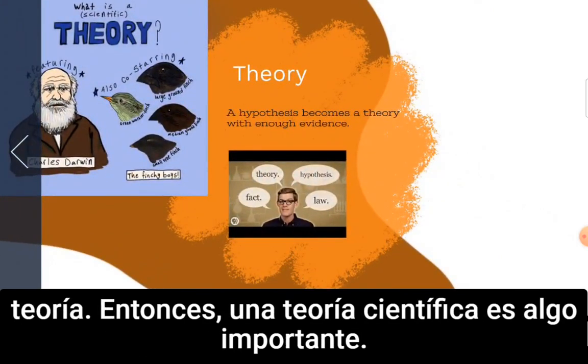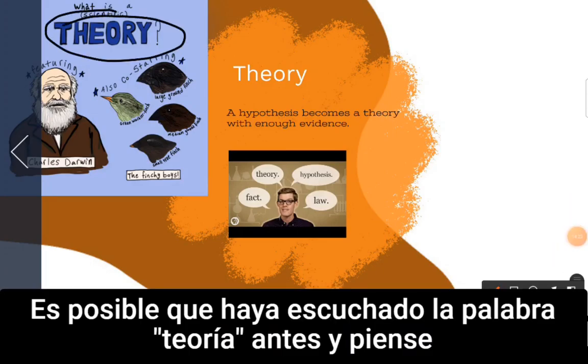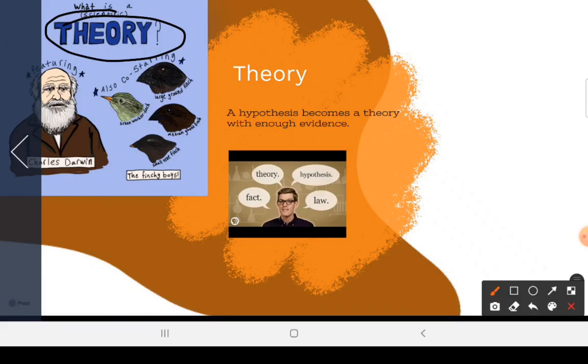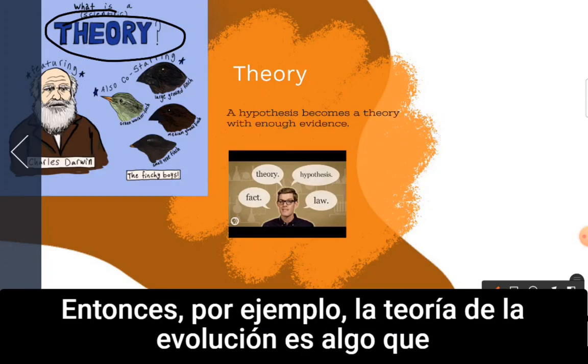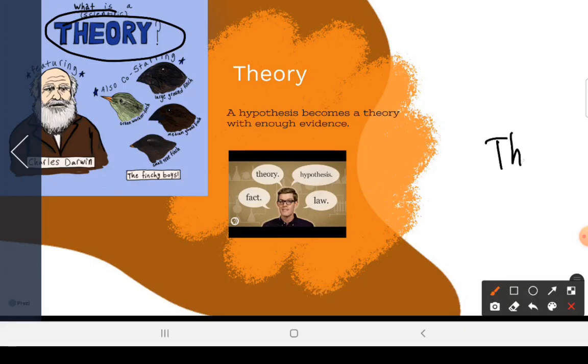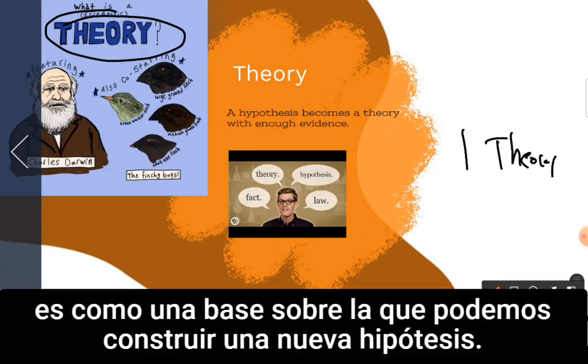And so a scientific theory is kind of a big deal. You might have heard the word theory before and you think, oh, that just means like an idea. But a theory in biology is a big deal. So for example, the theory of evolution is something that we use as a foundation for other hypotheses. So a theory is like a foundation on which we can build new hypotheses.